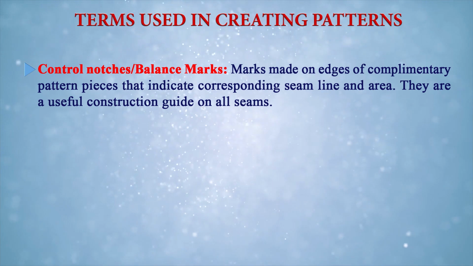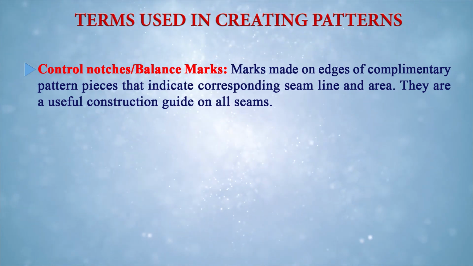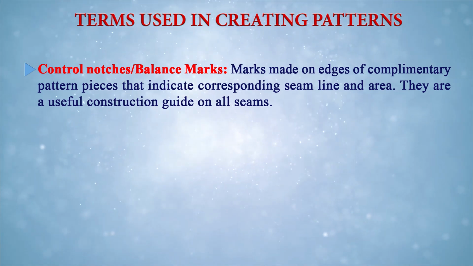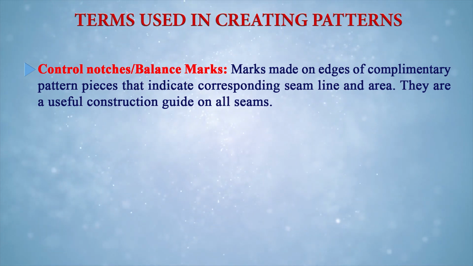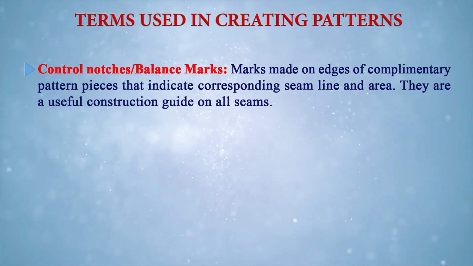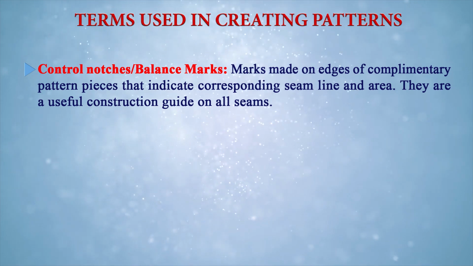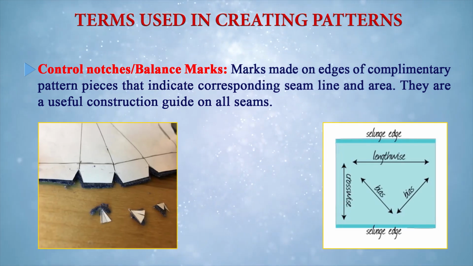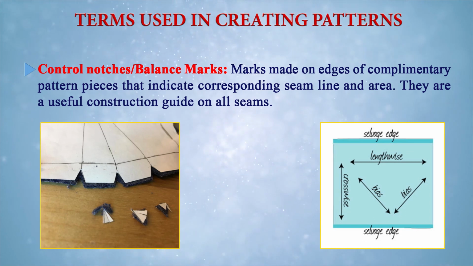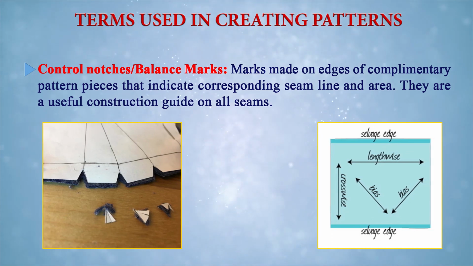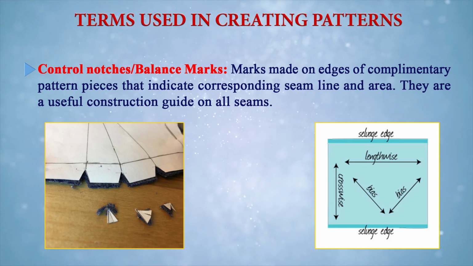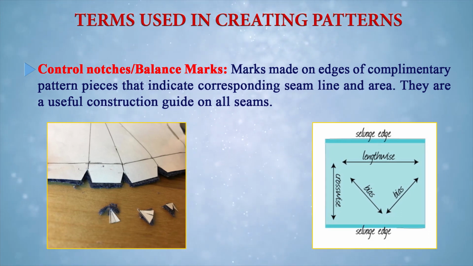Then we use control notches and balance marks. So what are control notches and balance marks? Marks made on the edge of complementary pattern pieces that indicate corresponding seam lines and areas. They are a useful construction guide on the seams. Like as you can see in this picture, in the first picture you can see there is a stitching line, and then at the end point you can see a triangle shape mark.